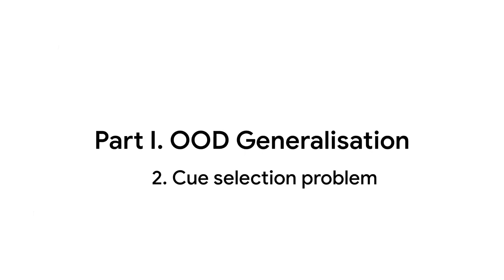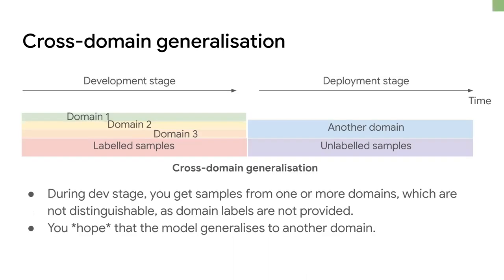Okay, so let's jump into the second part of OOD generalization, the selection problem. Let's look into cross-domain generalization again. You have different domains, then you have to generalize to an unseen domain.